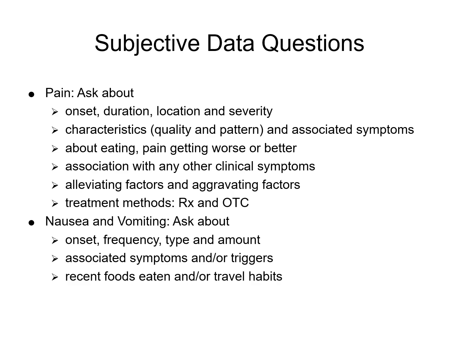Is there anything that aggravates it more so? And then again, treatment. What do they take for the pain? Nausea and vomiting, you want to know about the onset, the frequency, the type and the amount, what caused it, what triggered it, and what recent foods were eaten. And importantly, we want to know about any travel habits.